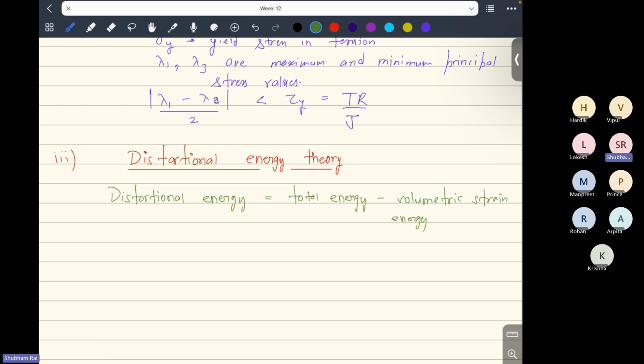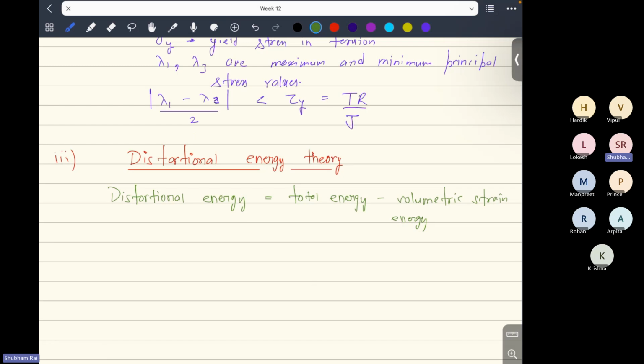And you can imagine that the distortion energy theory is mainly valid for ductile materials. In ductile materials, you can imagine that when the shape of the body changes, or the body gets distorted, only then will there be failure, because there will be huge movement and displacement of the material during distortion. I'm just saying this in very vague language.